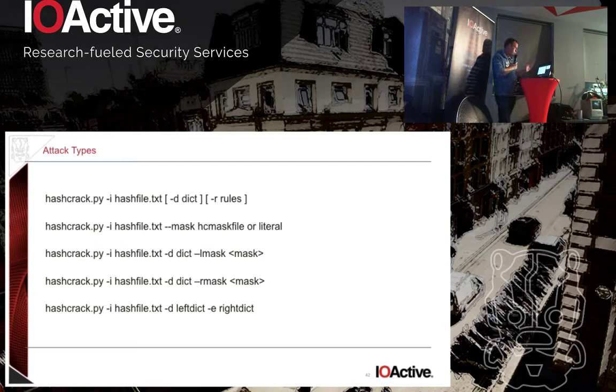So that was all really complicated. I wrote this tool because I didn't want to deal with that complexity, and therefore you can just give it some fairly straightforward options. And if you don't give it any options, it'll have a decent go at it anyway. So you can give it a dictionary and rules. If you don't, it'll pick some. You can give it a mask, either a mask file or a literal. You can give it a dictionary and a left mask, or a dictionary and a right mask, or 2 dictionaries, which is the A1 mode.